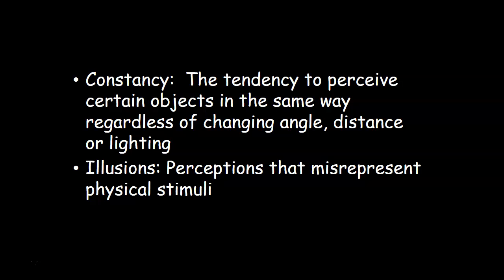These are perceptions that misrepresent physical stimuli. Your perceptual cues are distorted in some way. Your brain cannot correctly interpret the size, space, and depth cues that it's being bombarded with. So let's take a look at a couple common examples.